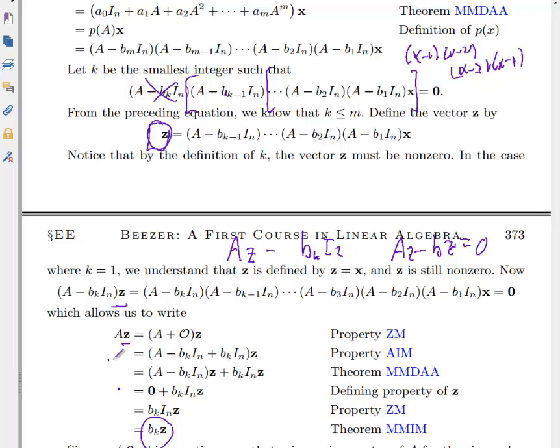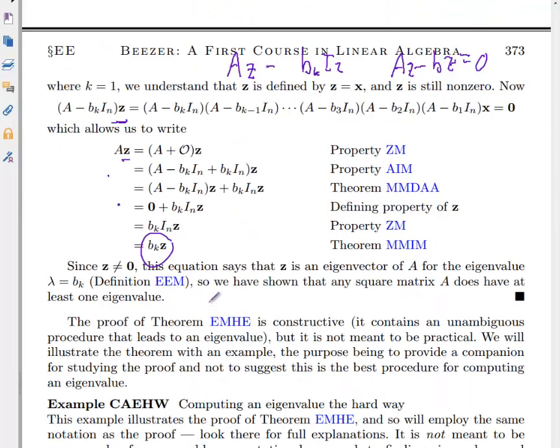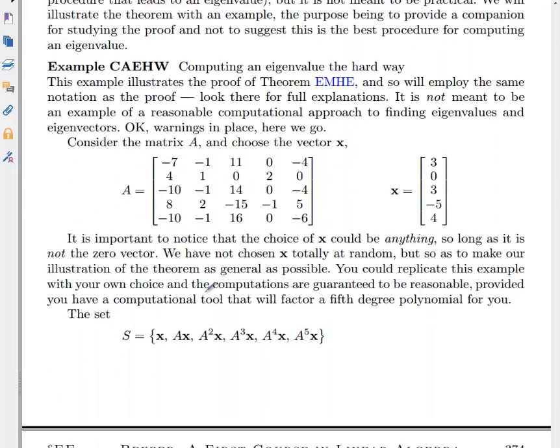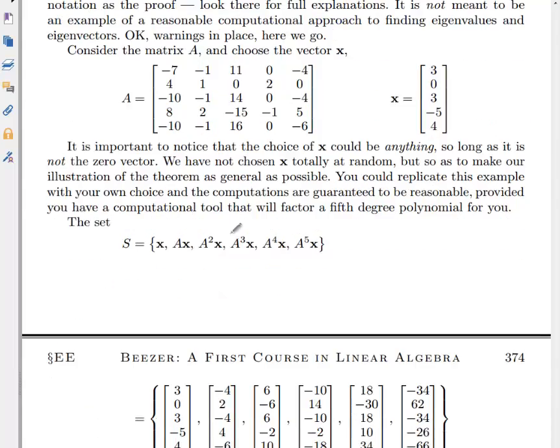Now this seems very involved. Let's look at an example to see how it works. All right, so it's a long computation, but it's just step by step. Suppose you have this matrix A and this vector x.